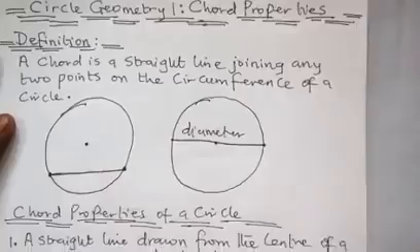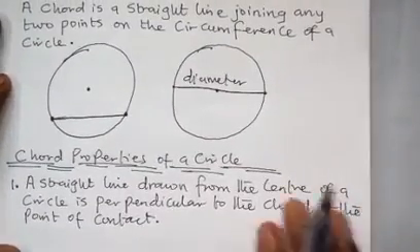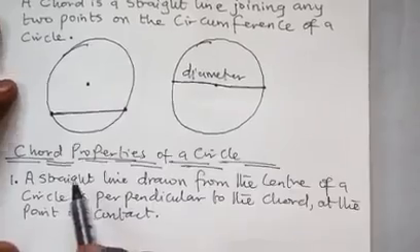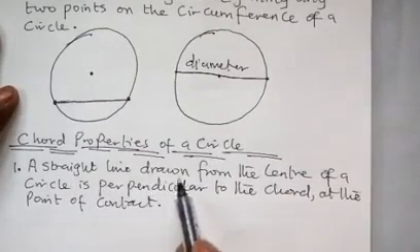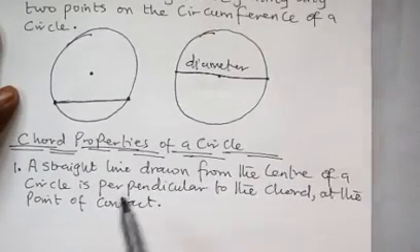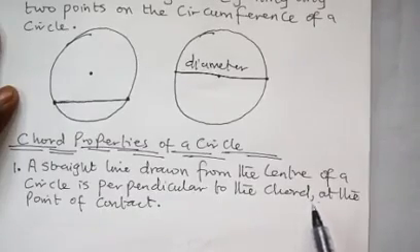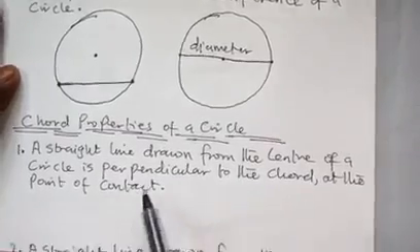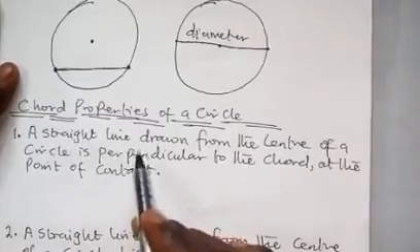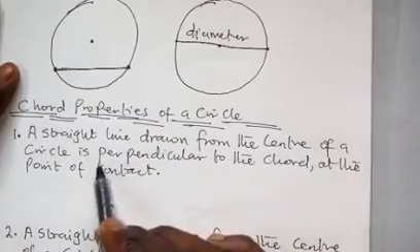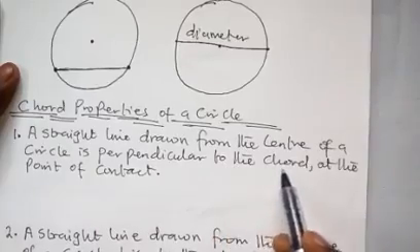Now let's quickly go over to the chord properties of a circle. The first chord property of a circle here says that a straight line drawn from the center of a circle is perpendicular to the chord at the point of contact. If you take a look at this property, it says that a straight line drawn from the center of a circle is perpendicular to the chord.